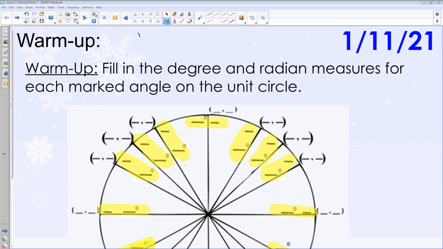Hey everyone, in today's lesson we're going to be talking about terminal points. So we're actually figuring out the coordinate points for each of the spots on our unit circle.